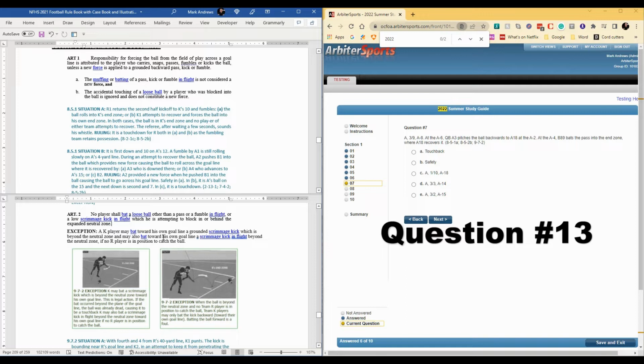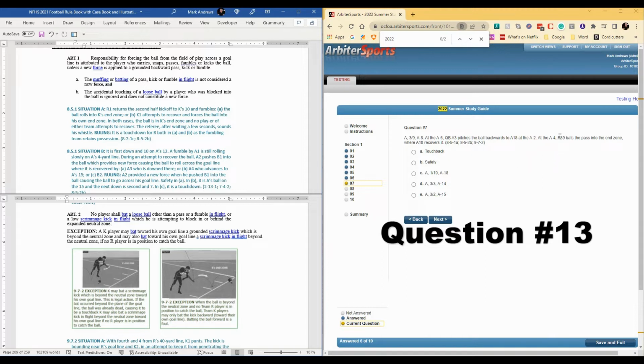Okay? That's not the case here, but this ball is in flight, so therefore this is not an illegal bat. So we don't have any foul here. So these three are right out. So it's either a touchdown or it's a safety. Now, the question is, who's responsible for putting that ball into the end zone?